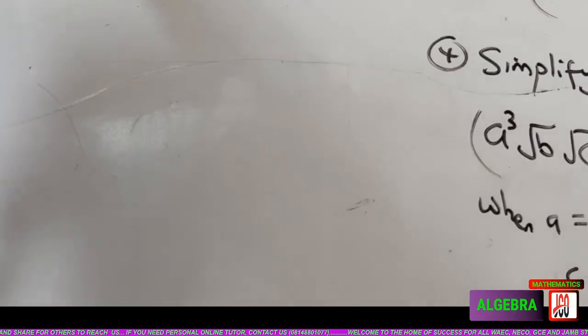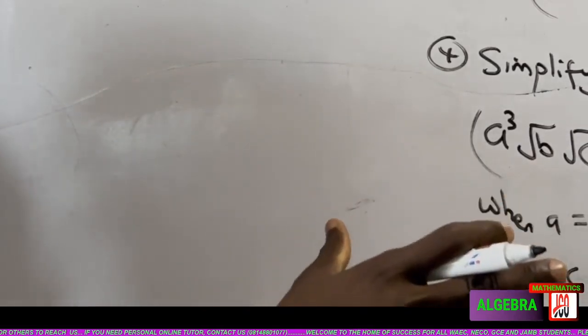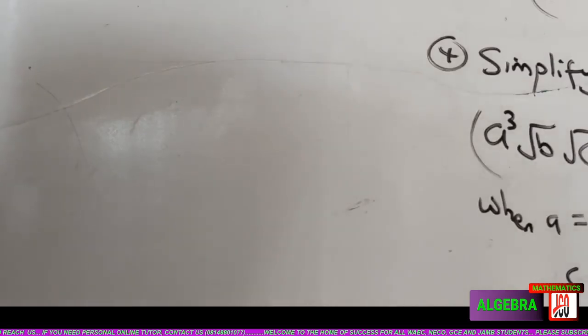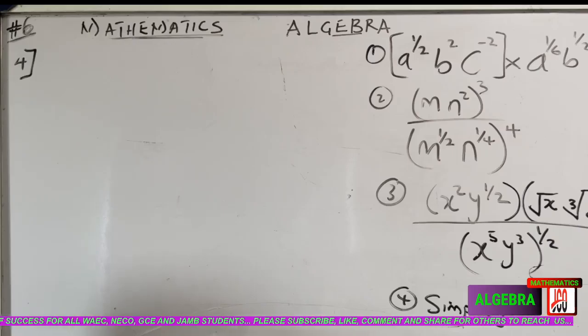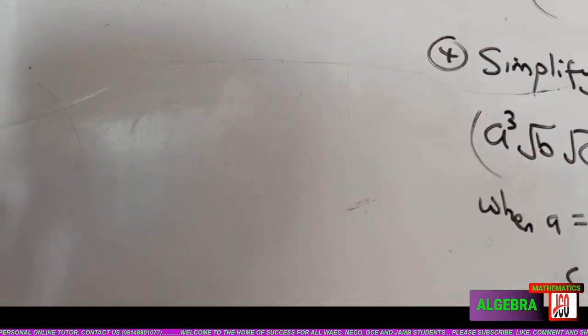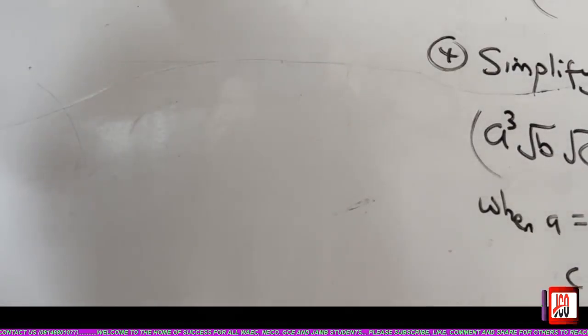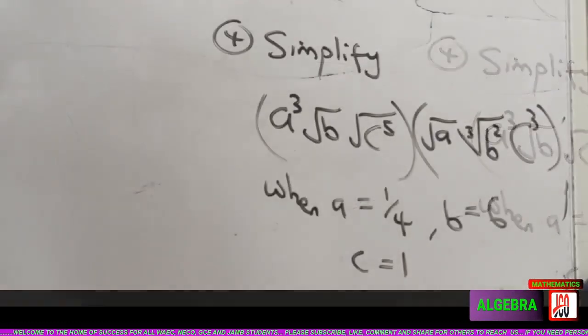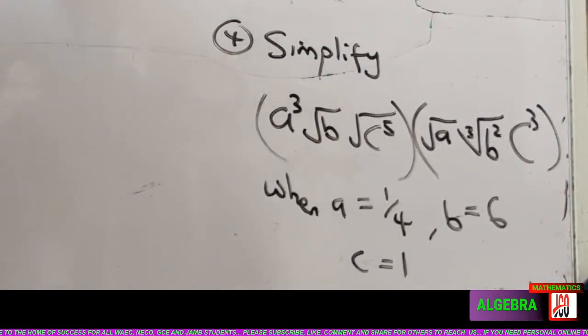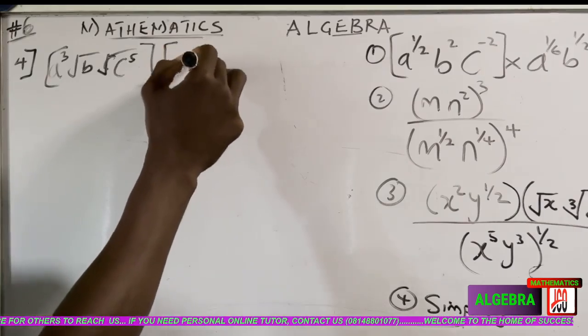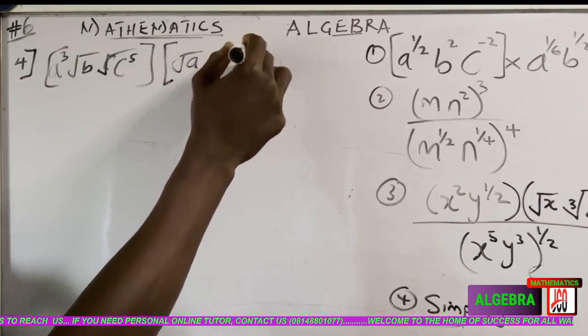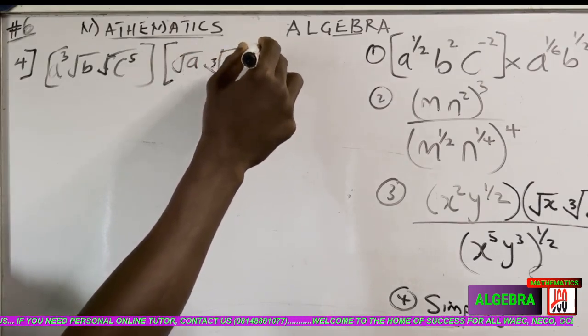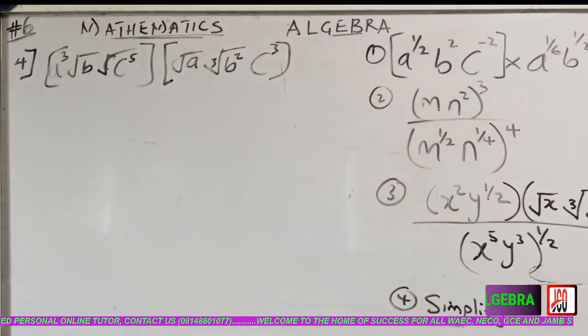Thank you. Number 4, I said I'm going to do it in two ways. Either I'll multiply the brackets first, before I put in my values of A, B, and C, or I will put in my values of A, B, and C before I multiply. So let me multiply first. So I have A raised to power 3 square root of B square root of C raised to power 5, times square root of A cube root of B raised to power 2, then C raised to power 3.